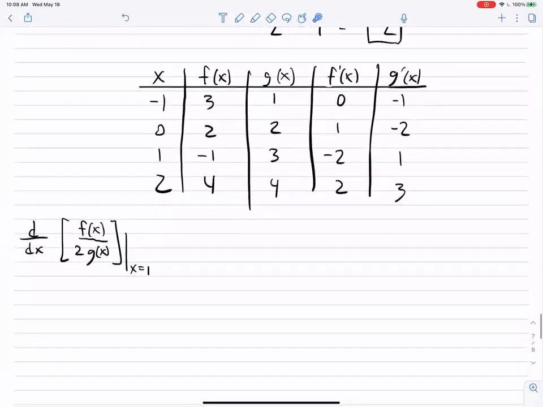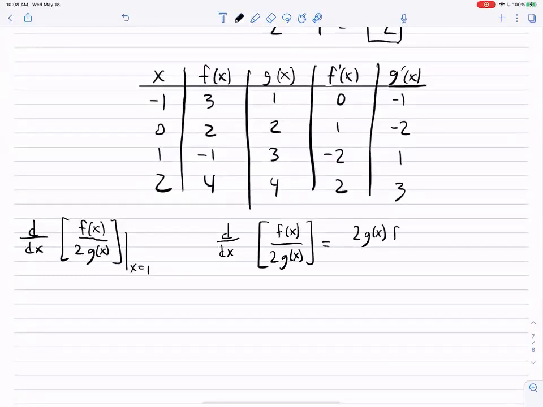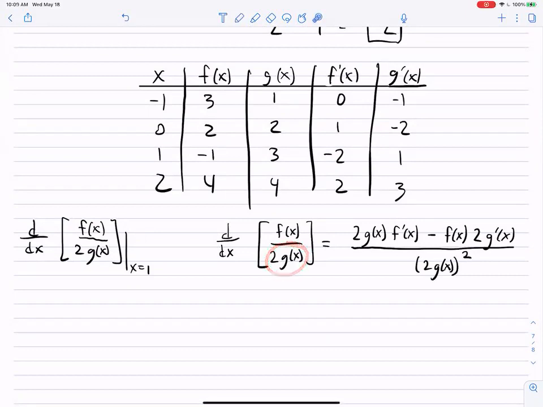How about this guy where we do a little quotient rule? So this one, let me do just the derivative of the function first without the plugging in. The derivative of f of x over 2g of x, what is that? Well, by the quotient rule, it's low, which is 2g of x, times the derivative of high, which is f prime of x, minus high, f of x, times the derivative of low, which is 2g prime of x, all over low squared, which is 2g of x squared, right? Because the whole low is just 2g of x.